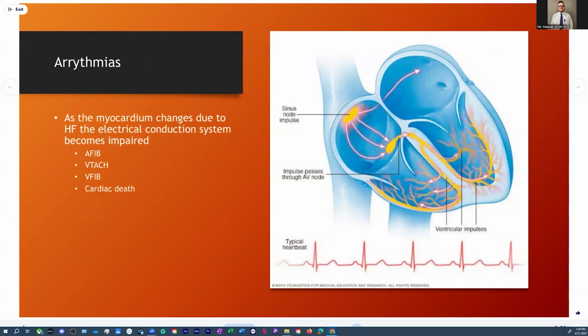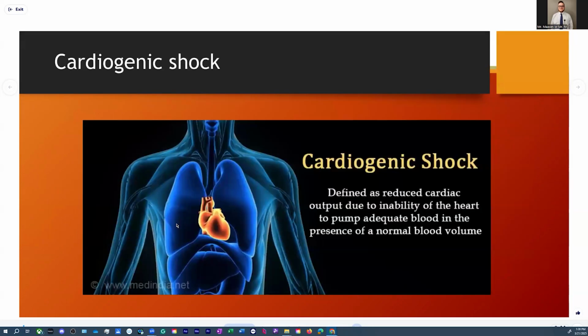Arrhythmias can develop from heart failure, basically because of the changes to the myocardium. The conduction system can get a little whack. So we could have the VFib, VTach, atrial fibrillation, death.